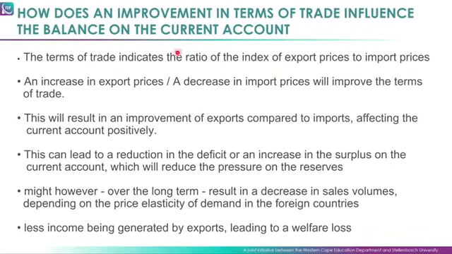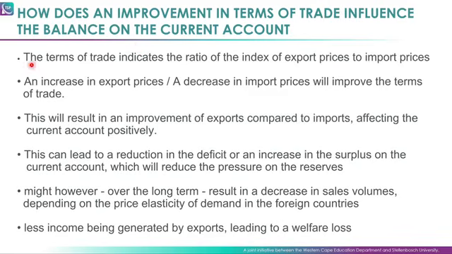Right, this is a full 8 mark and can even be a 10 mark question. How does an improvement in terms of trade influence the balance on the current account? Right? So now you've got to think back, what is terms of trade? So tell the marker what it is.